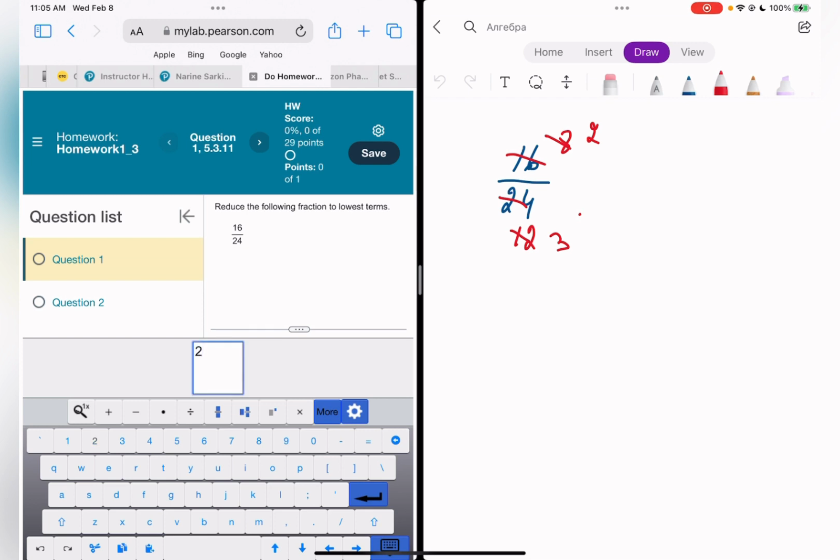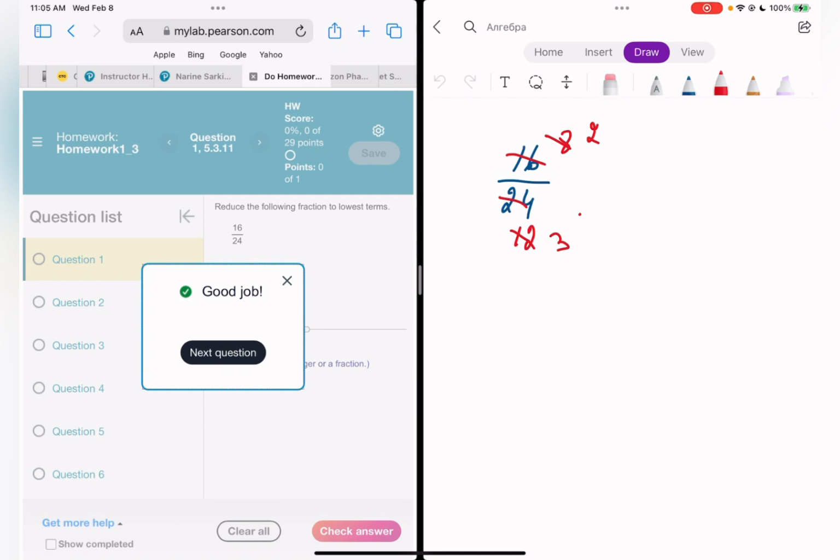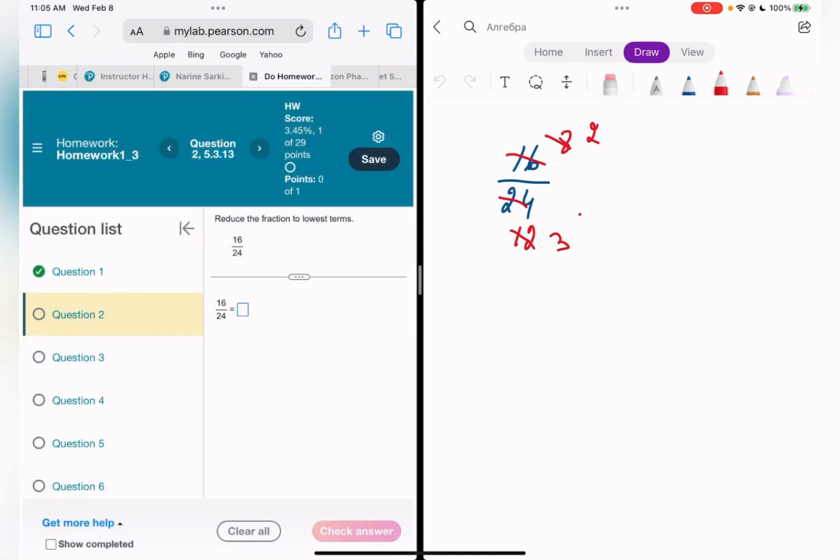Where is that? Okay, I can put this number. Let me see. 2, and at the bottom put 3. Enter. Bingo. Good job. Moving to next question.